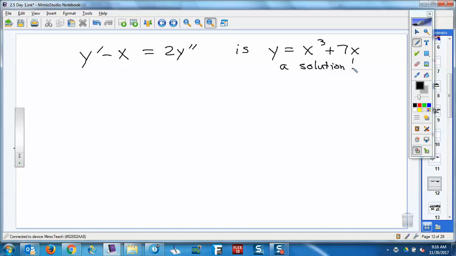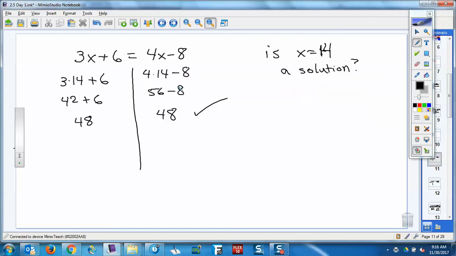You take your solution and you put it into your differential equation. So I put the t right here. What am I going to put here for y prime? I'm going to come over here and figure out y prime. It's 3x squared plus 7. So over here, I'm going to plug in a 3x squared plus 7. What am I going to plug in for the x? Nothing. I'm going to put minus x, right?